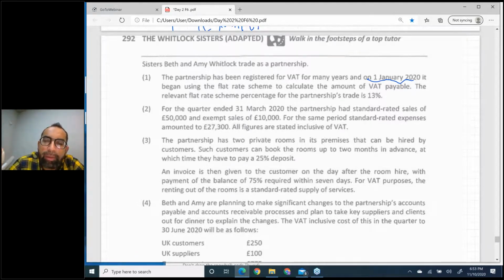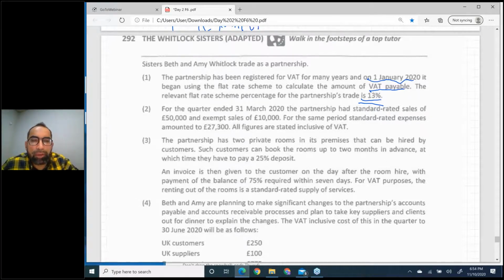To calculate the amount of VAT payable, the relevant flat rate scheme percentage for the partnership rate is 13%. See, the ready-made relevant percentage is given to you.